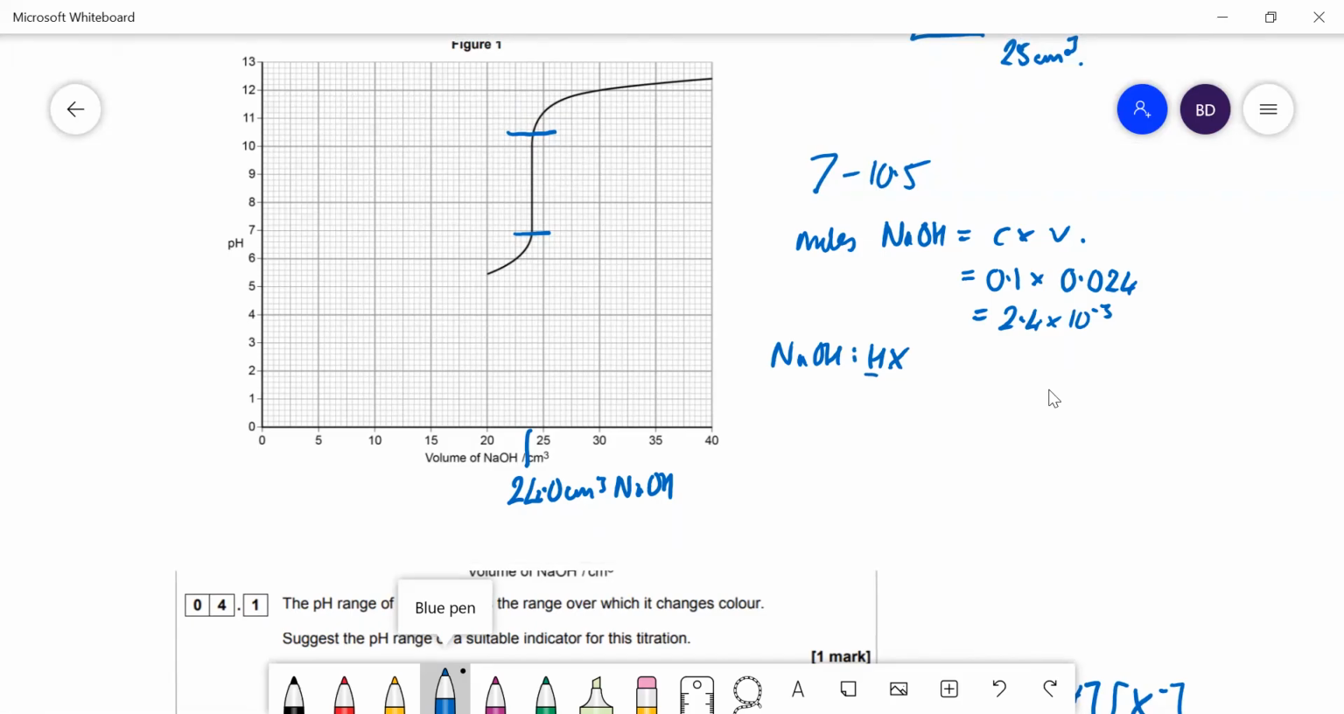So the concentration of HX is going to be equal to the moles over the volume. The moles we worked out are the same moles as NaOH. The volume, well, we had 25 cm^3 in the conical flask. So that's 0.025 dm^3. So that works out to be 0.0960 moles per dm^3. That is the concentration of HX. I think we need that later on. Okay, so remember that.